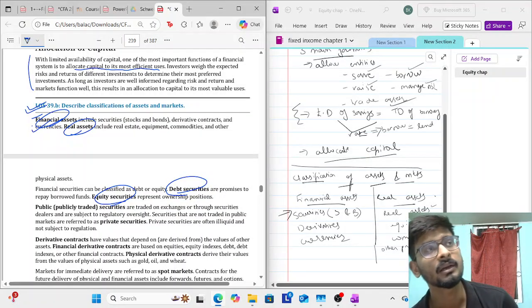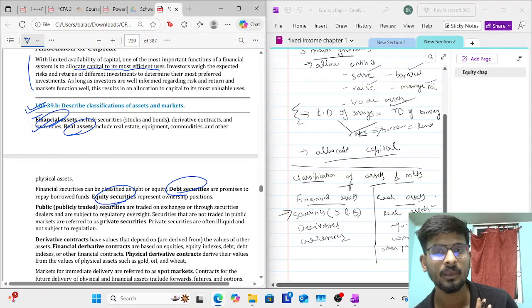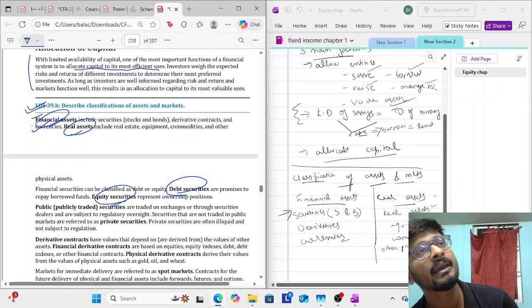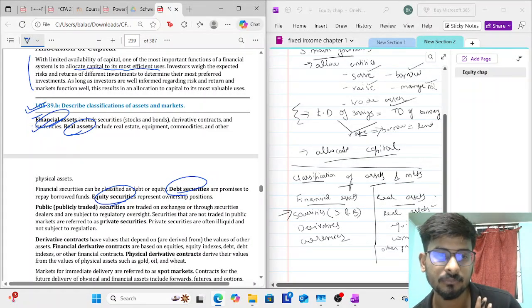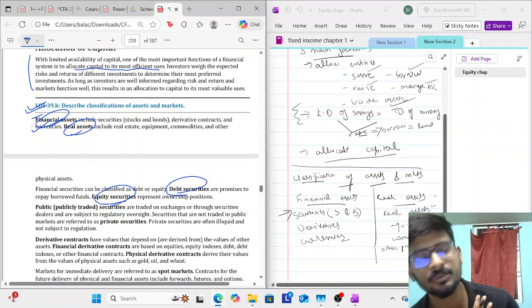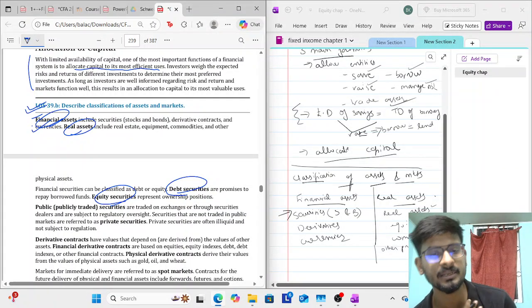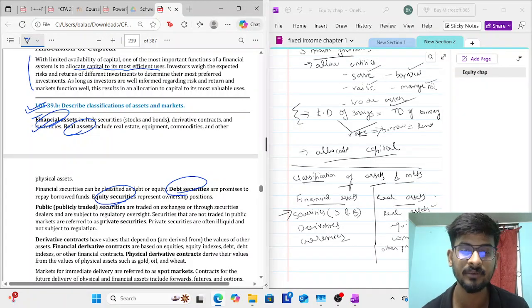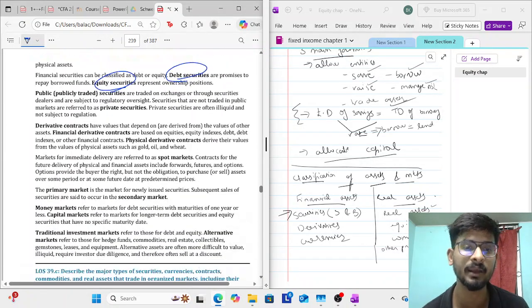Now, if I am buying a Reliance share, that is a public security. If I am buying a pre-market IPO, or something like a SpaceX share which is not listed in the US market, it is a private security. It is often illiquid and not subject to regulation, like the GMP prices you have seen, which are not listed in the markets.